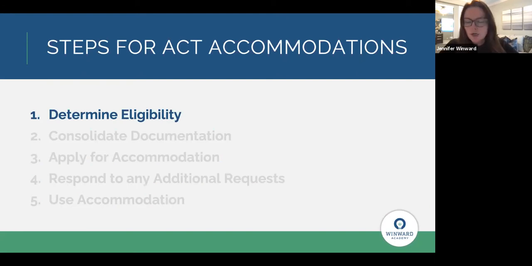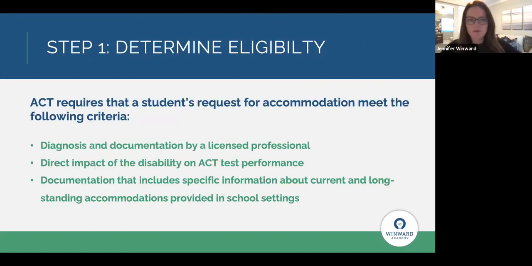So what we're going to start with is what you need to do to determine eligibility. How do you even know if you can apply for any accommodations from ACT? So what does ACT say? ACT requires that if a student is going to request an accommodation, these are the criteria that need to be met. Number 1, there needs to be a diagnosis and some sort of formal documentation by a licensed professional, or by licensed professionals, so by several people. Number 2, we have to show a direct impact of the disability on ACT test performance.